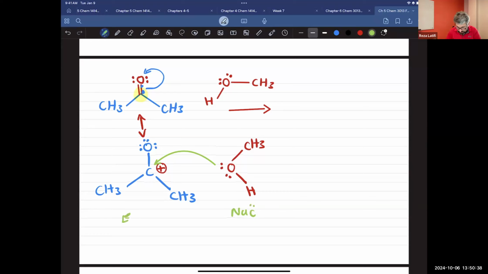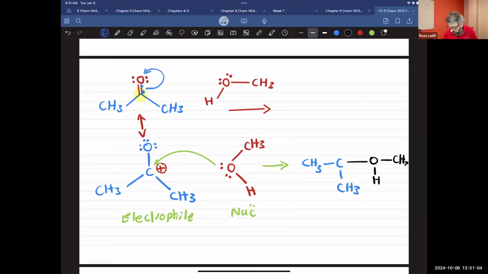And this one, it will be the electrophile. And what do I get? Product that I get: carbon attached to CH3, here CH3. We got oxygen attached to hydrogen, and here CH3. It does have a lone pair, but it's going to have a +1 charge.